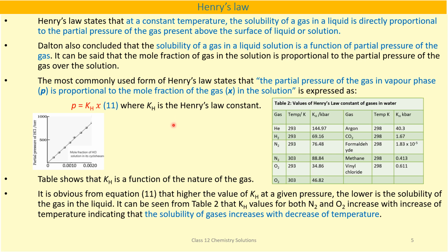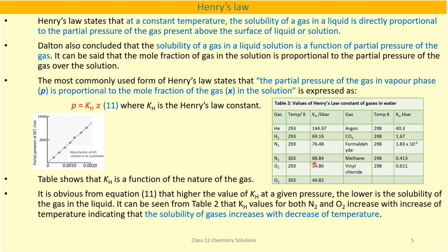It is obvious from equation 11 above that the higher the value of KH at a given pressure, the lower is the solubility of the gas in liquid. Thus, it can also be seen from table 2 that the KH value for both nitrogen and oxygen increases with increase in temperature, indicating that, please underline, the solubility of gases increases with decrease in temperature. So the solubility of gases increases with decrease in temperature.